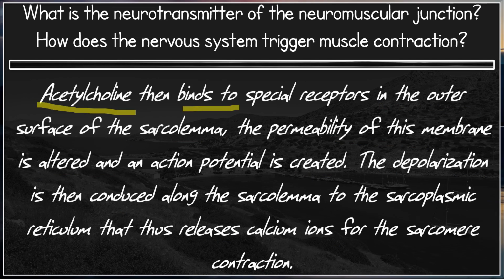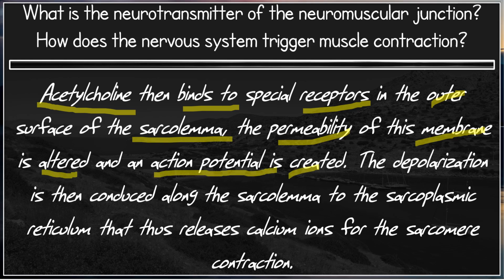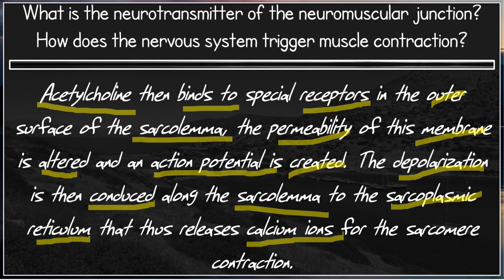Acetylcholine then binds to a special receptor on the outer surface of the sarcolemma. The permeability of this membrane is altered, and the action potential is created. The depolarization is then conducted along the sarcolemma to the sarcoplasmic reticulum, which thus releases calcium ions for the sarcomere contraction.